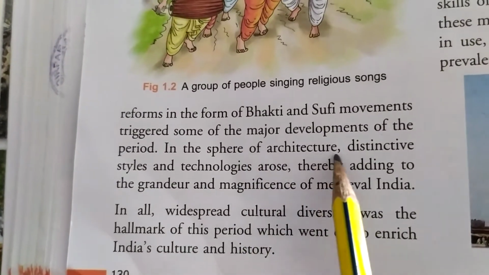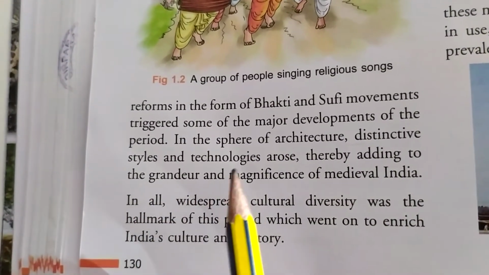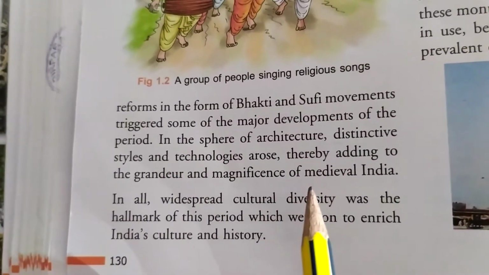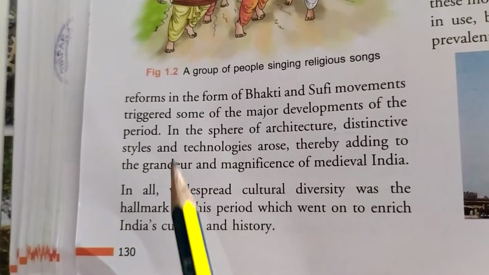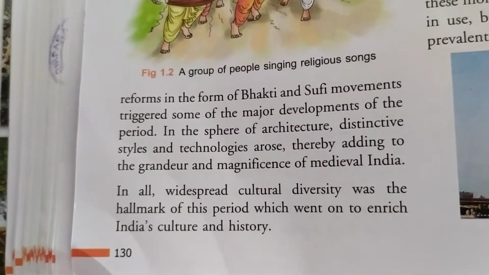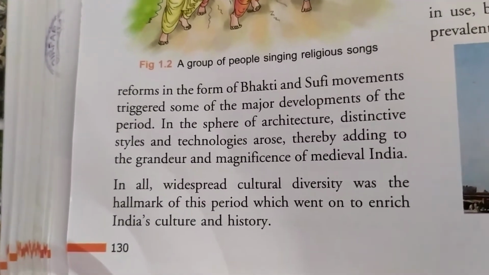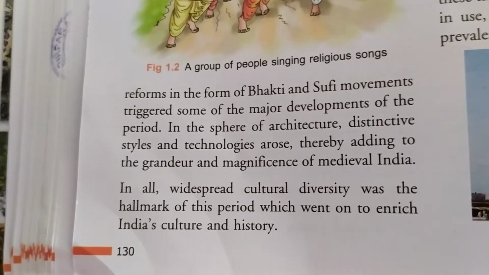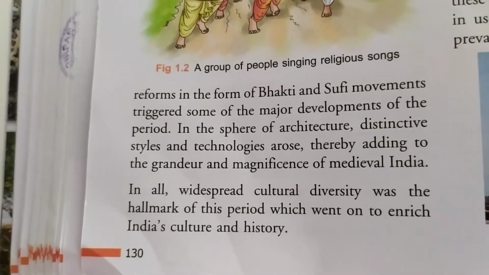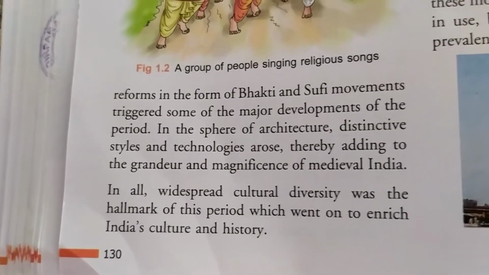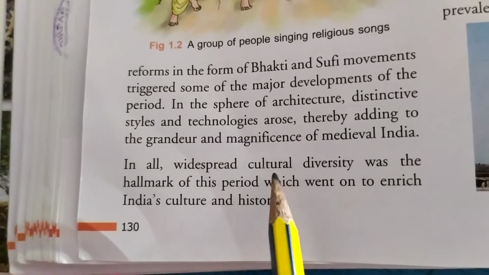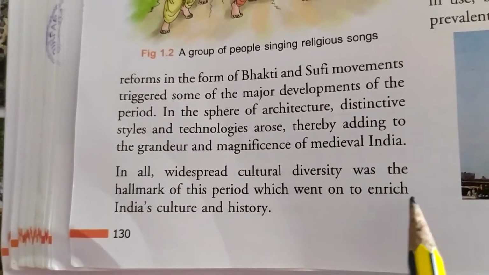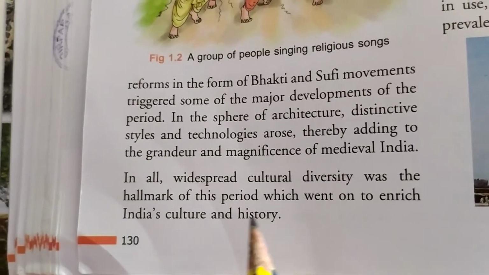In the sphere of architecture, distinctive styles and technologies arose, thereby adding to the grandeur and magnificence of medieval India. So different types of architecture were present, with different styles of writing and different technology to raise a building. Both the Bhakti and Sufi movements played an important role, and all this happened in the medieval period. In all, widespread cultural diversity was the hallmark of this period, which went on to enrich India's culture and history.